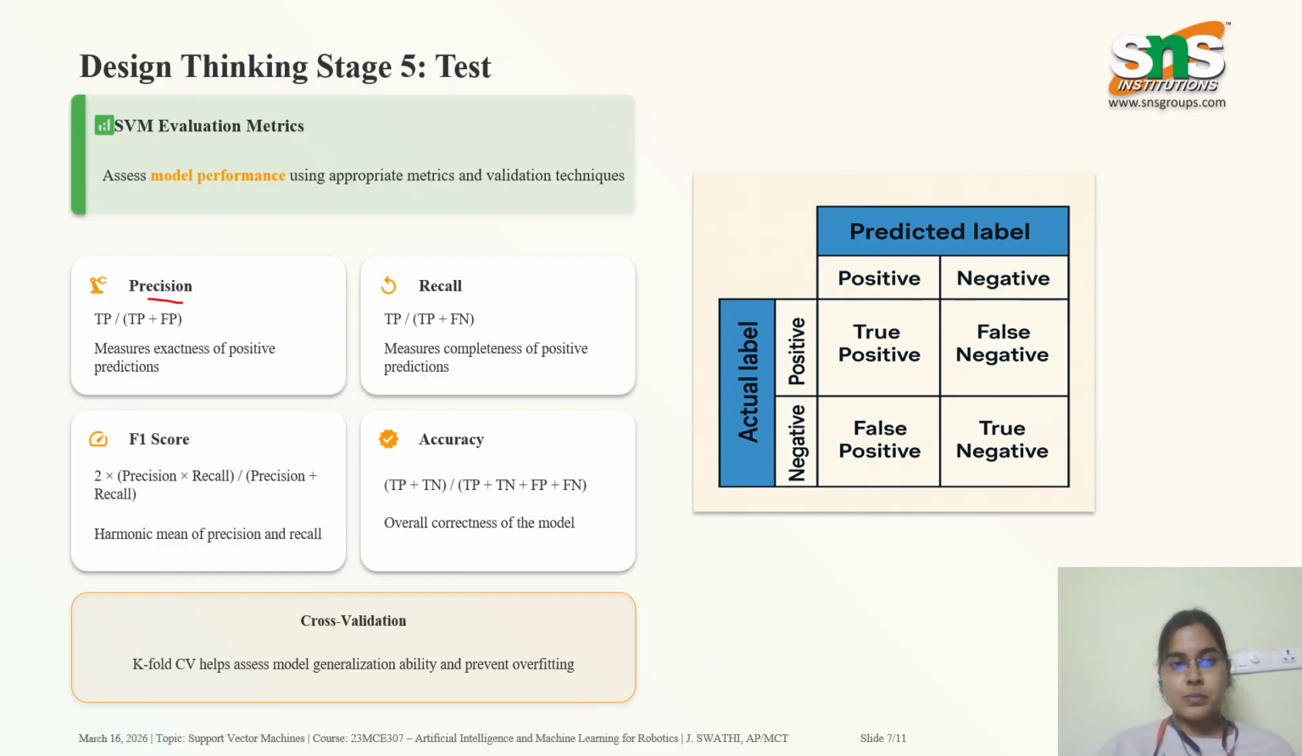Here we are looking at precision and recall, and we go for the F1 score, which is the harmonic mean of precision and recall. Next comes accuracy, which is the overall correctness of the model. For cross-validation, we can use k-fold CV, which helps assess the model's generalization ability and prevents overfitting.